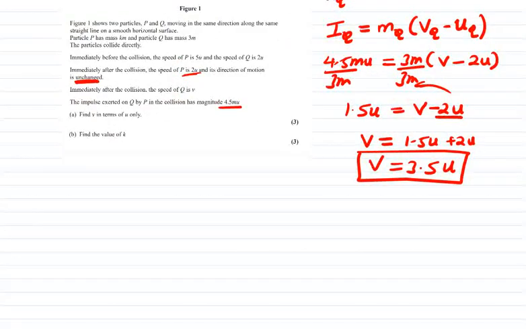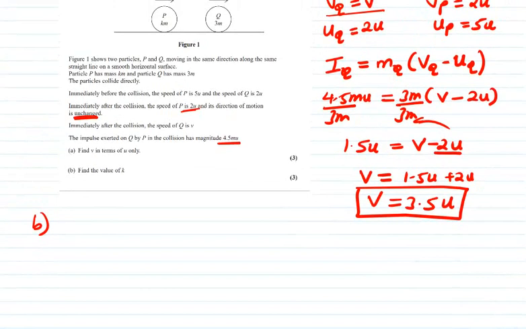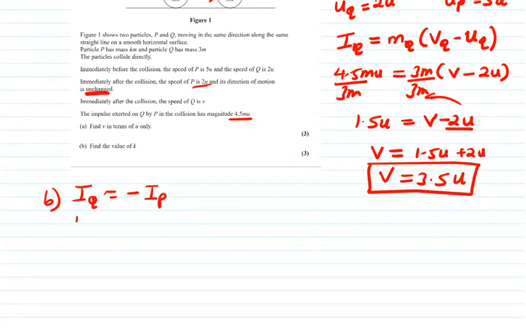Now the second part, part B, we are supposed to find the value of k. One thing you have to know is that this question examines Newton's third law of motion. According to Newton's third law, if P strikes Q, Q will exert the same force back on P, but in the opposite direction. So this means that the impulse on Q would be the same as the negative impulse on P.